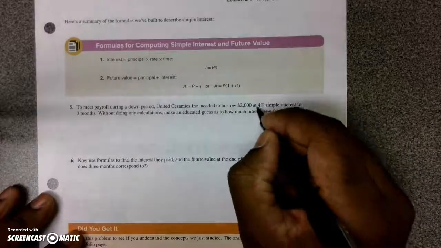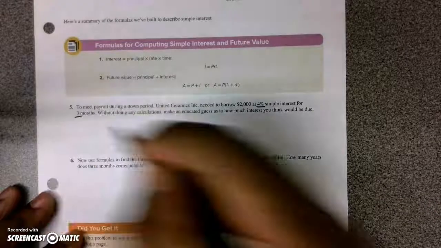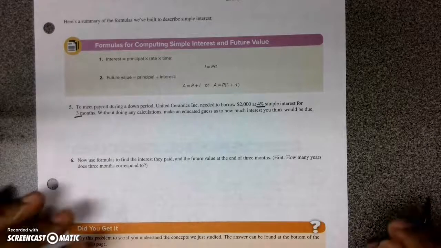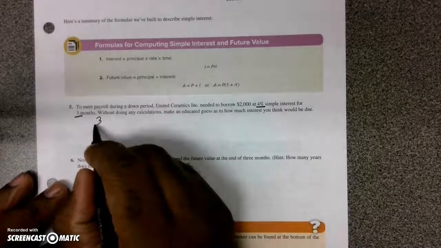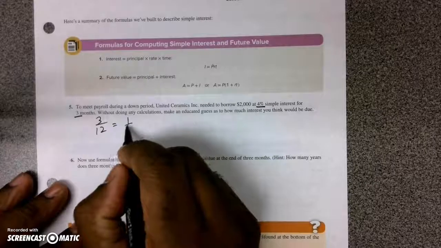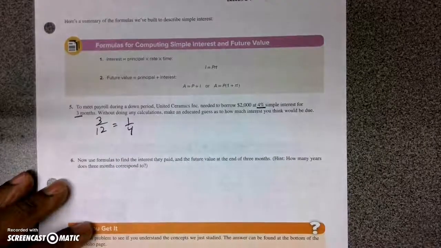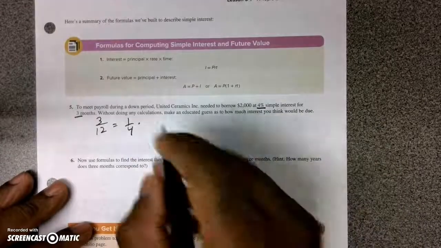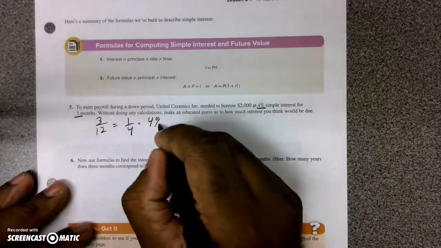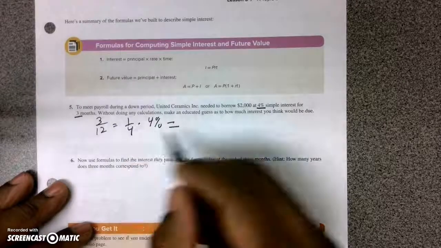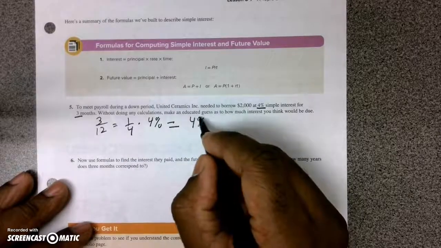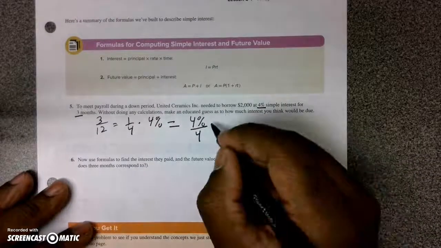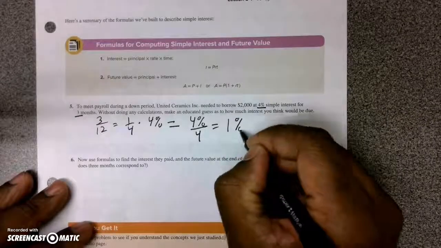Now, it's 4% interest in the 3 months. Now, if we look at a whole year is 12 months. So, if we take 3 divided by 12, that would give us a fourth. So 3 months is a fourth of a year. So if we take that fourth and multiply by the 4%, we don't have to change this to a decimal. This will end up giving us 4% over 4. Now, if we divide this out, this would give us 1%.